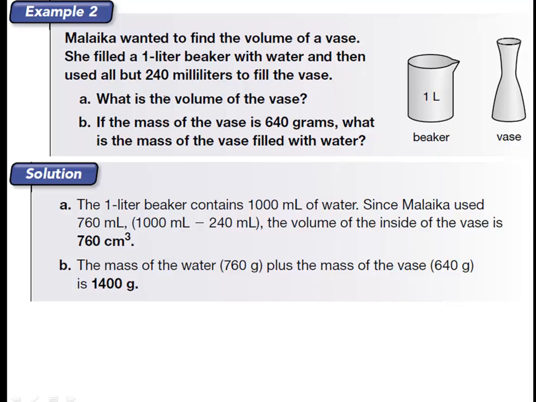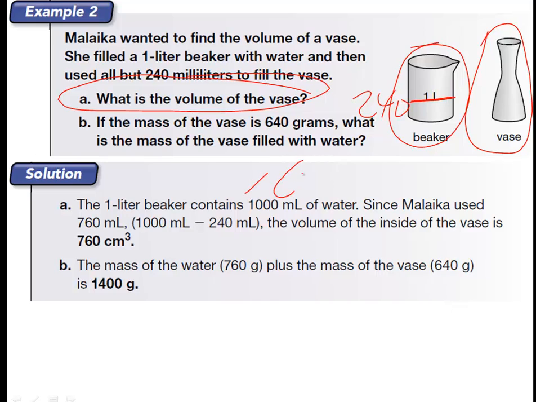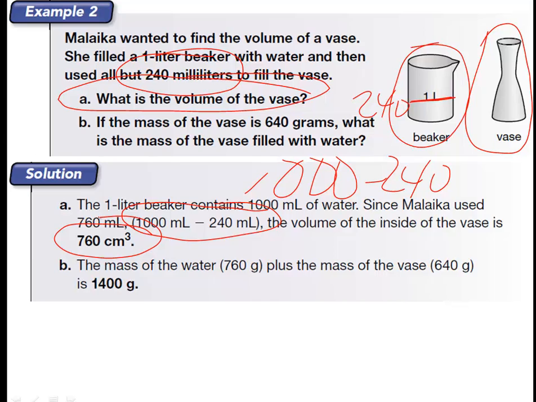All right, let's look at another one. This one just involves a couple of steps. So this young lady wants to find the volume of a vase, and she filled up this 1 liter beaker and she poured the water into this vase. And when she got done, she'd used all of the water, but there's still 240 milliliters in the beaker. So what's the volume of the vase? Well, we can figure this by just knowing that a liter is equal to 1,000, and if we subtract the 240, right here, then that's going to give us 760. So our answer would be 760. This vase right here holds 760 cubic centimeters of water.